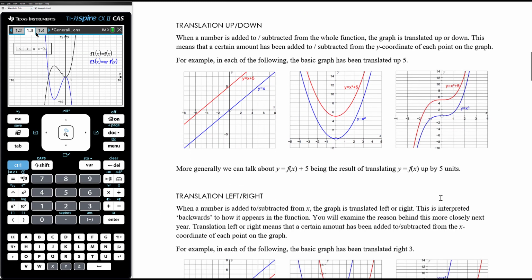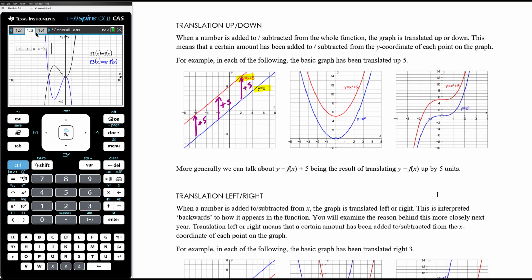Okay, now let's talk about translations. So translating a graph up or down. So when a number is added to or subtracted from the whole function, the graph is translated up or down. This means that a certain amount has been added to or subtracted from the y coordinate of each point of the graph. So again, if we have y equals x, and then we compare that to y equals x plus 5, that x plus 5 is the whole graph translated up by 5. So we're taking every single y coordinate and adding 5 onto it to get our new graph 5 higher up.